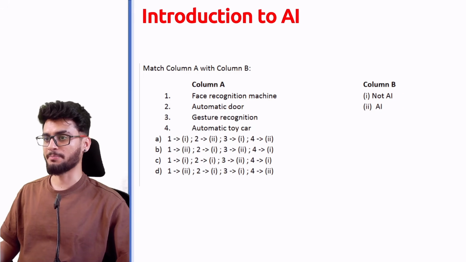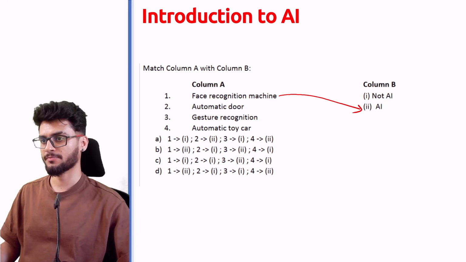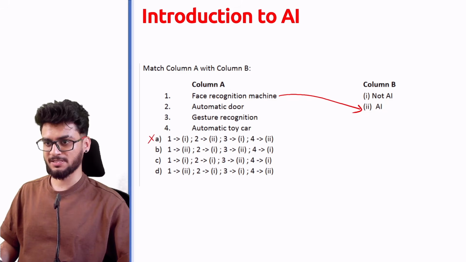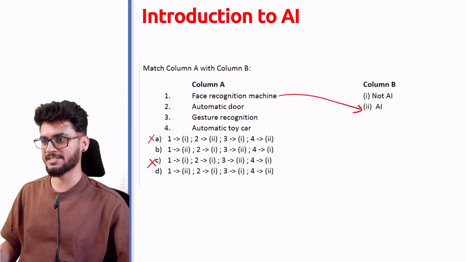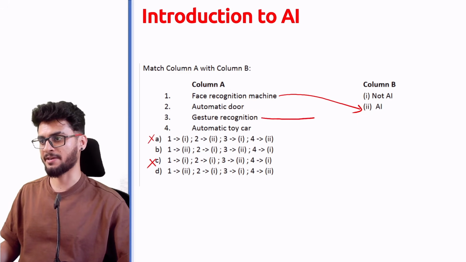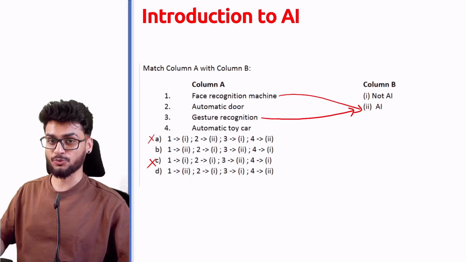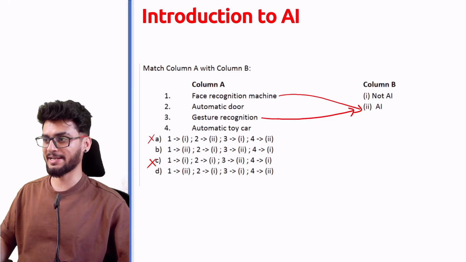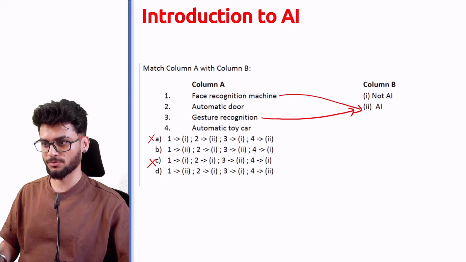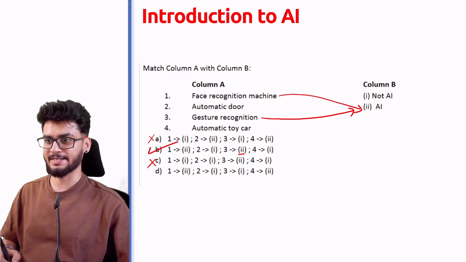Match column A with column B. A facial recognition machine is definitely AI. So one का two answer है. So which means ये और ये automatically wrong हो गए. We can go ahead with this. All right. So let's try for this. Gesture recognition. It is again AI. अगर आपको किसी मशीन को gesture recognize करवाना है, you need to train it with some data, and that is artificial intelligence. So 3 का भी 2 है. So this one. So B is the correct answer.